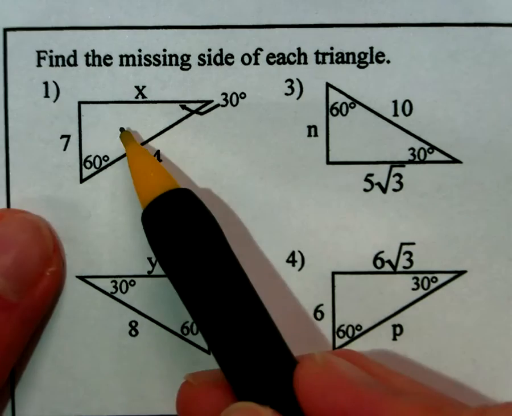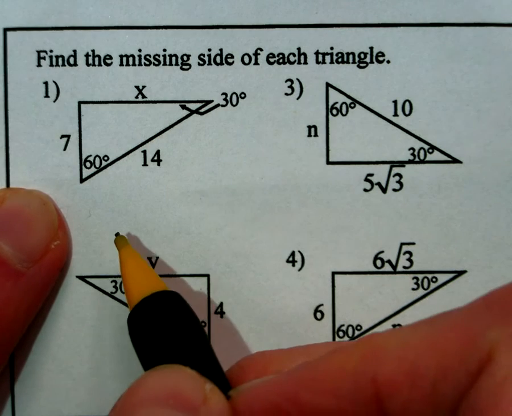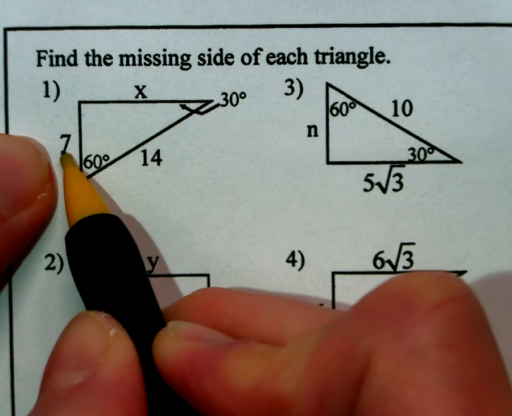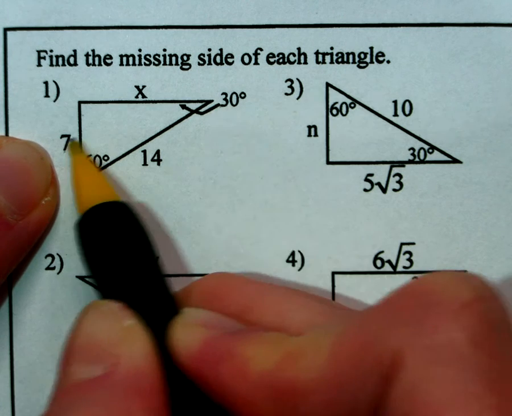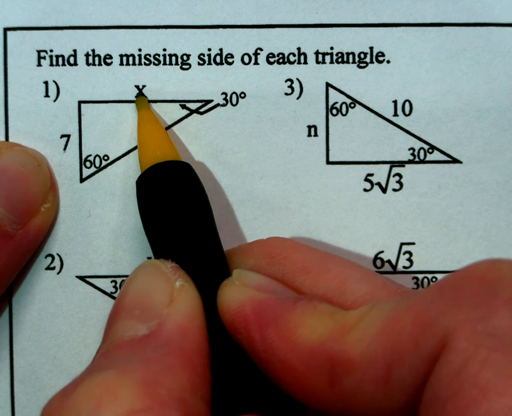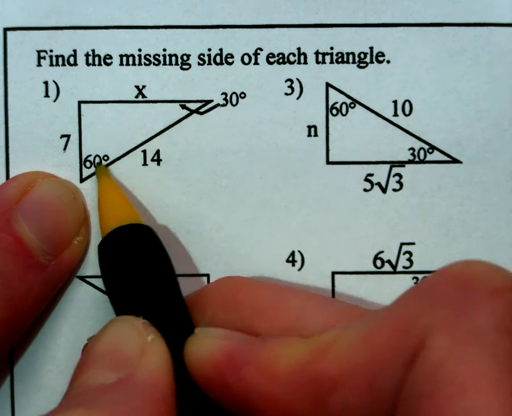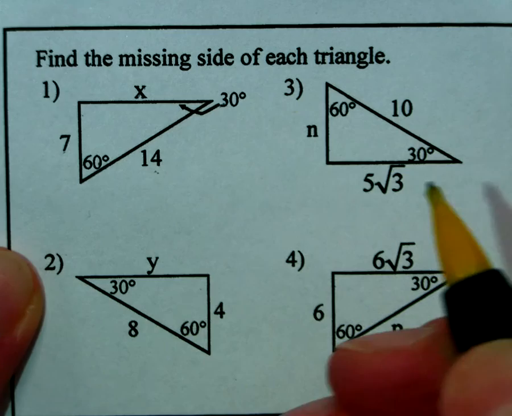Okay, so on our first triangle, on number 1, we just need to figure out what we have and what we're looking for. The short leg is 7, and the short leg is always across from the 30-degree angle. That's the smallest angle. X is the long leg. It's across from the 60, and that's the one we're looking for. And we know that the hypotenuse is 14.